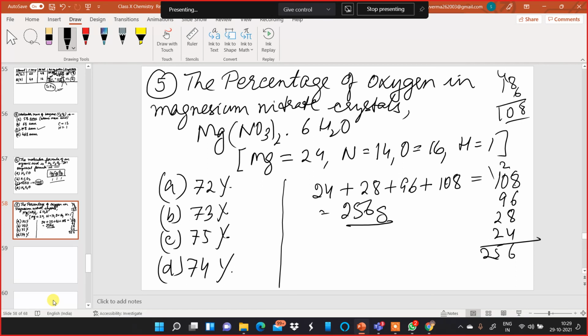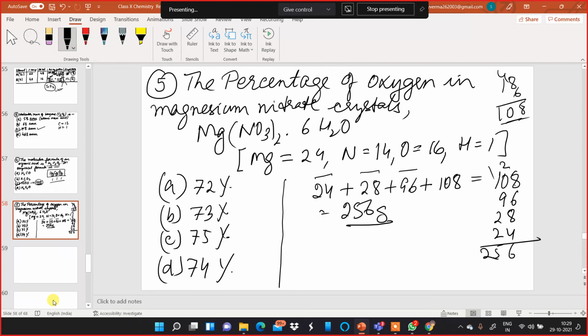Is it correct? Just check, I might be wrong somewhere. 24 plus 28 is correct. 16 times 6 is 96. And 18 times 6 is 108. Okay, now 256.